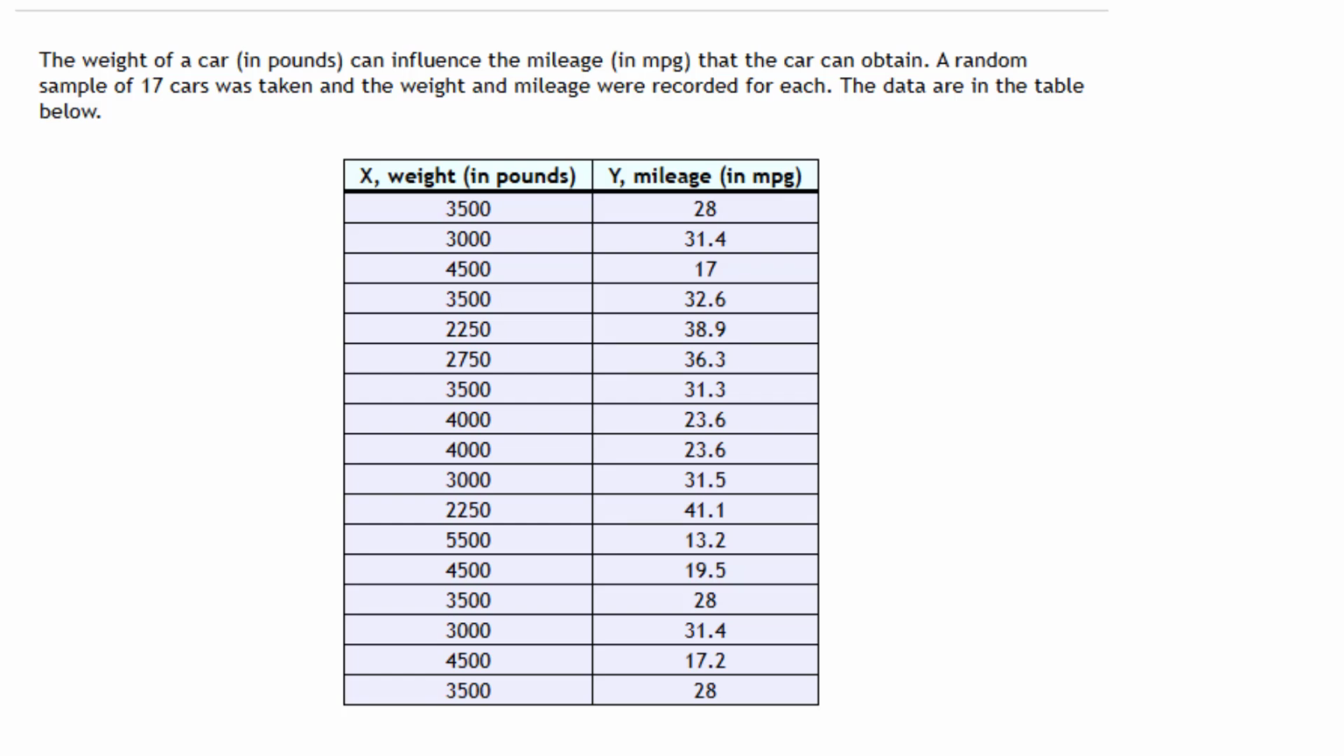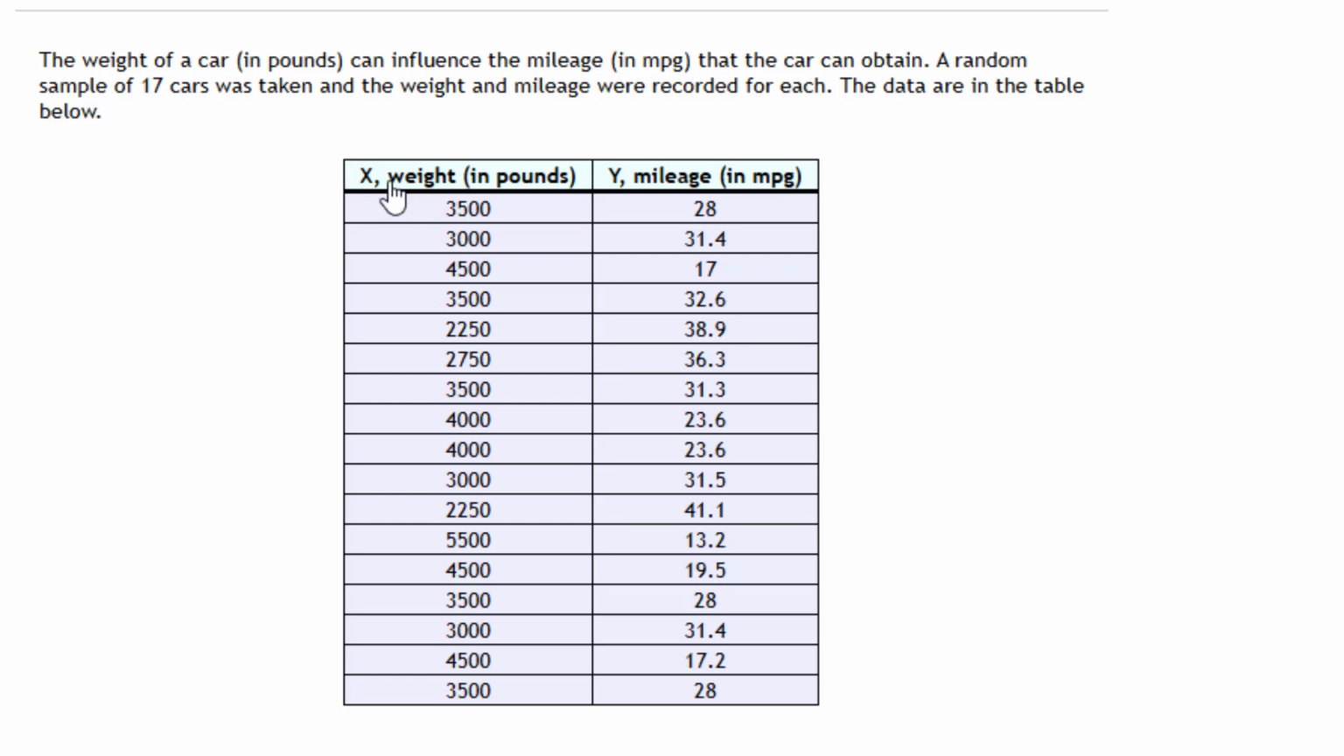Let's take a look at how to tackle a regression question using Google Sheets/Excel. So here's a typical question. They give us the weight of cars in pounds and then the corresponding mileage in miles per gallon of all those vehicles. And we're going to run some regression on this.